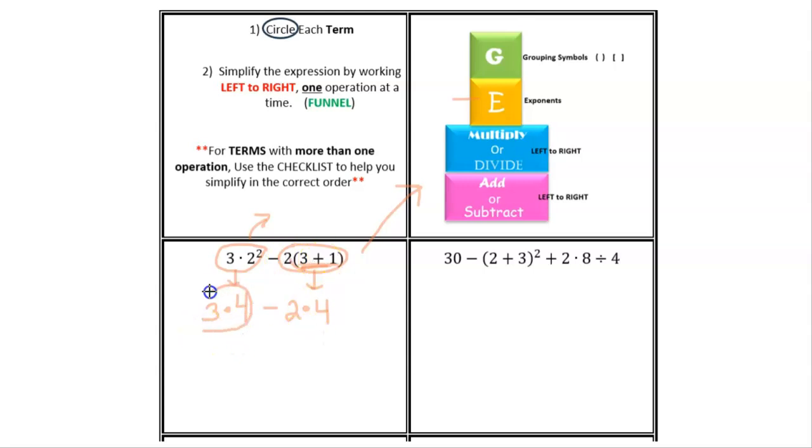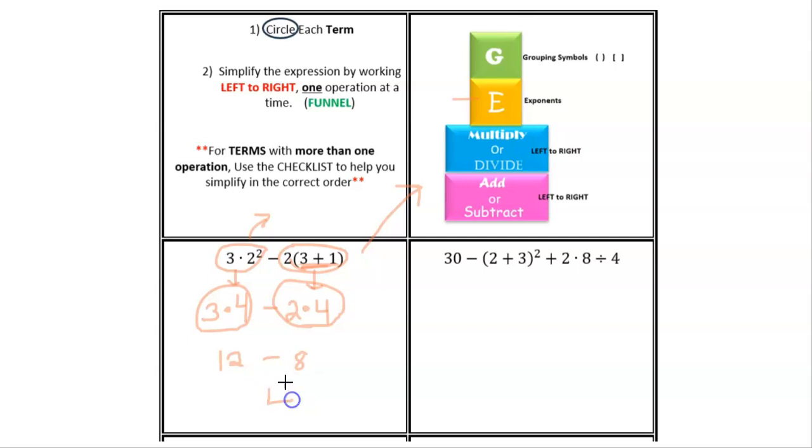Now I have this term right here. It's not ready to be subtracted yet because it's a multiplication problem. I need to multiply and get 12. And then this term right here, I need to multiply that and I get 8. Now that I have just simplified numbers, I can do my subtraction.